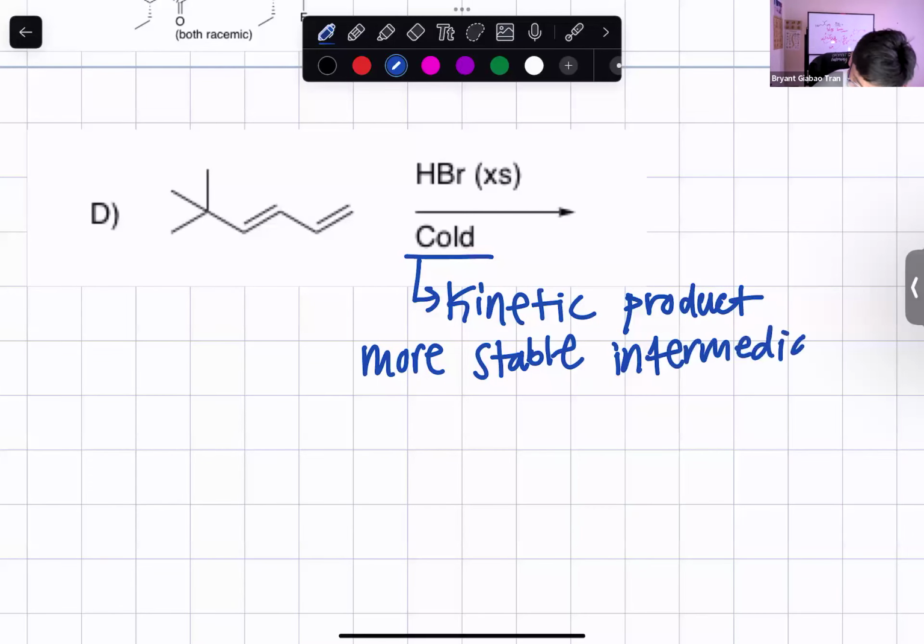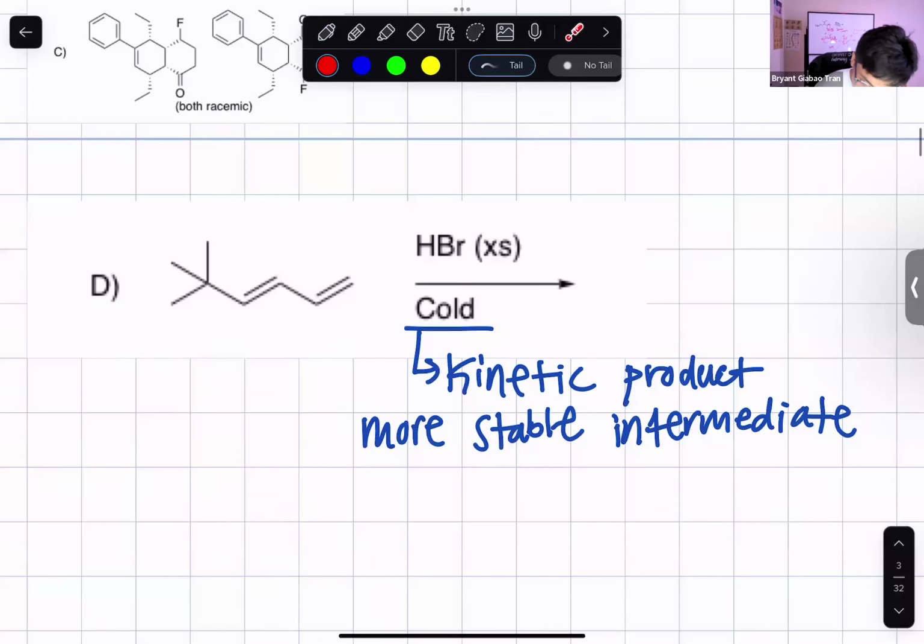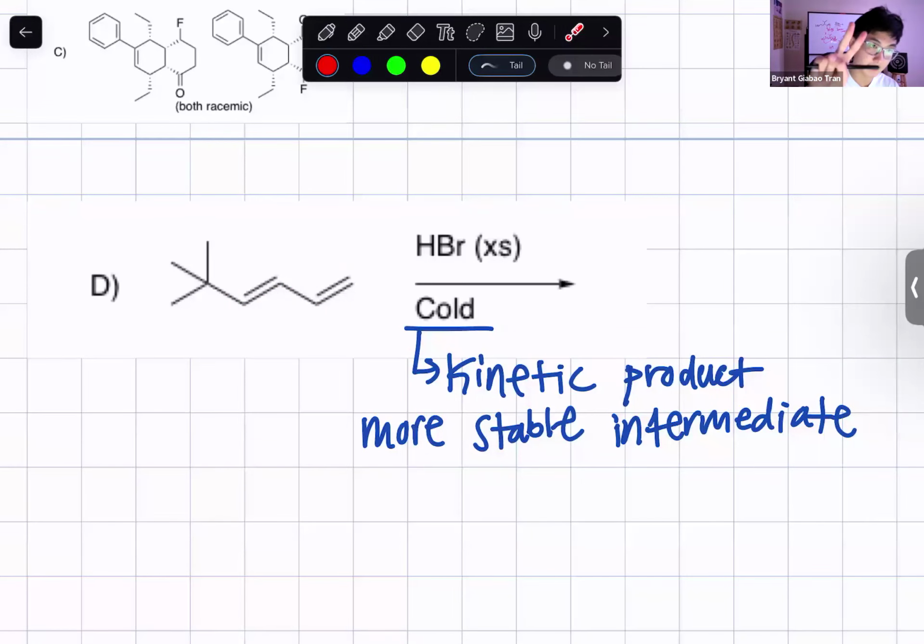And because this conjugated diene here is asymmetric, we're going to have to react both alkenes with HBr to get two different resonance sets. And then from those two resonance sets, you choose the best one. You only look at one resonance set, and then from there, you look at which intermediate is going to be the most stable to get your kinetic product, right?